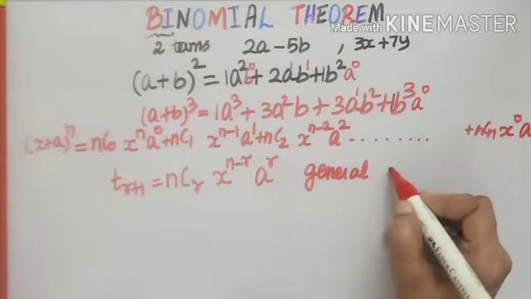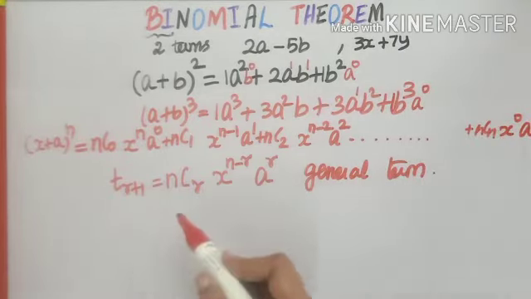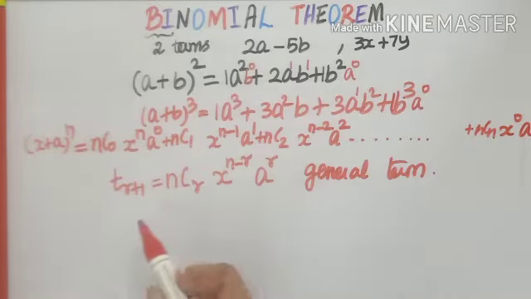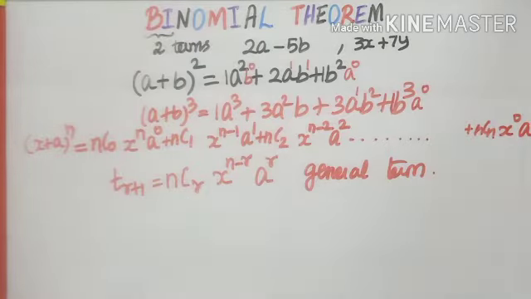So in the binomial theorem, what is important to remember is the general term formula. Let us read it. T(r plus 1) equals nCr x power n minus r a power r. What are the other inferences that we make?